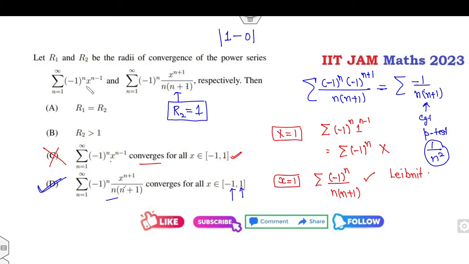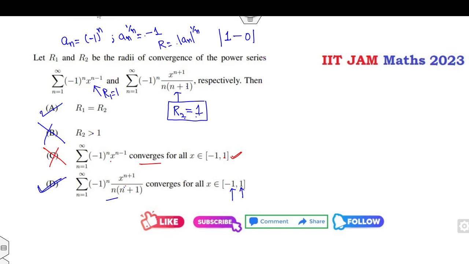What is the radius of convergence of this case? Again, you can take a_n as (-1) raised to power n. So what is a_n raised to power 1 over n? It is minus 1. So what is the radius of convergence? The limit of this quantity is 1. So this series has radius of convergence 1. So both are the same. Saying R2 is greater than 1 is wrong because R2 is exactly 1. This is the first method.